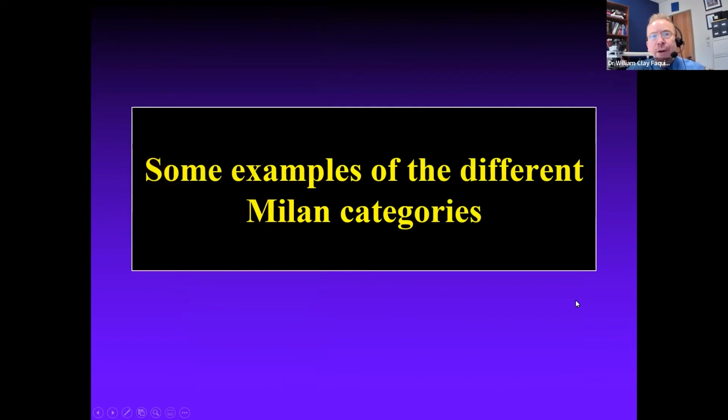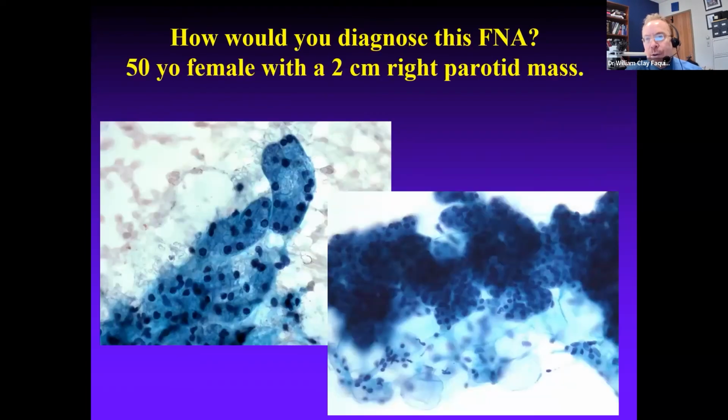So let me just give you some examples now of some of the different Milan categories and how we use them. Here's one example, two images from one case. Just think to yourself, how would you diagnose this salivary gland FNA, this parotid gland FNA? It's a 50-year-old woman who has a 2-centimeter palpable right parotid mass, and you do your FNA and you get this.